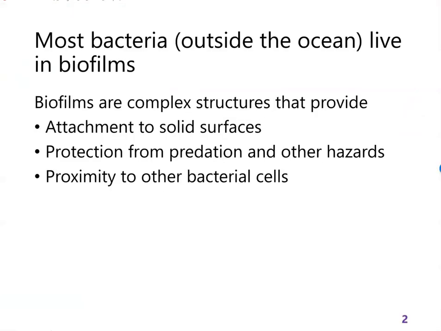Okay, biofilms. So most bacteria don't live in the water, and they try to colonize solid surfaces that water occasionally flows across. Because remember, they need water. It's the main thing they need. So they tend to stick to things.